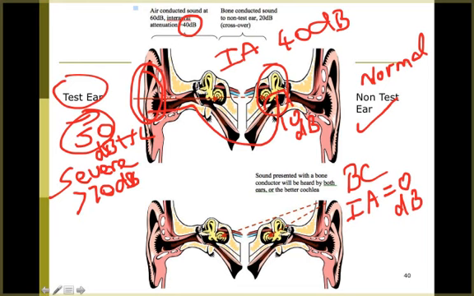And that's problematic, and I think I referred to that in an earlier lecture, that the only way to get ear-specific bone conduction thresholds is to do this procedure known as masking, where we engage the non-test ear with some other stimulus. And we'll talk about that briefly in a short while.